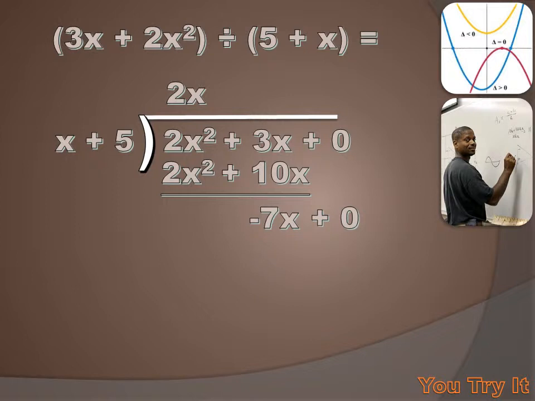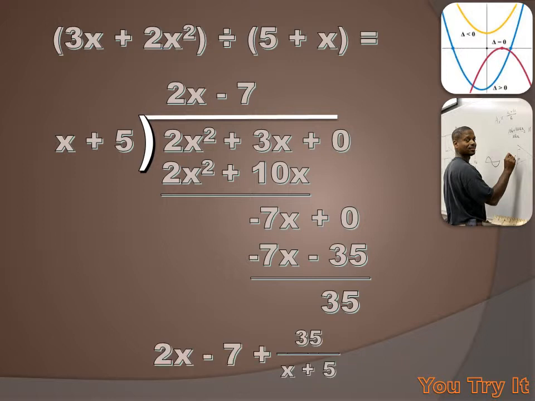How many times will x plus 5 go into minus 7x? Well, I want to multiply it by minus 7. And when I multiply that by the entire term, I get minus 7x minus 35. When I do that subtraction, I get positive 35, which again is my remainder. So my answer is 2x minus 7 plus my remainder 35 over my divisor, x plus 5.